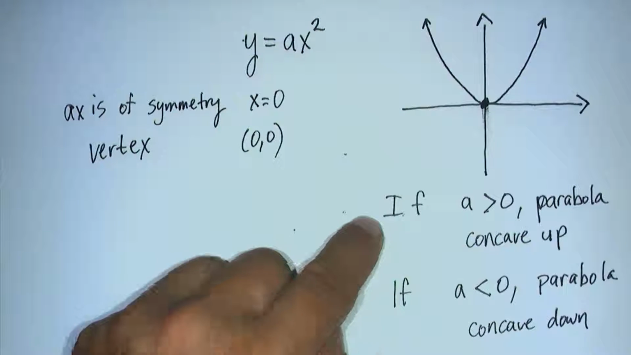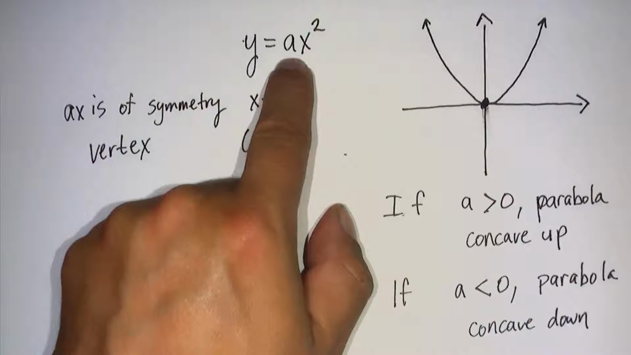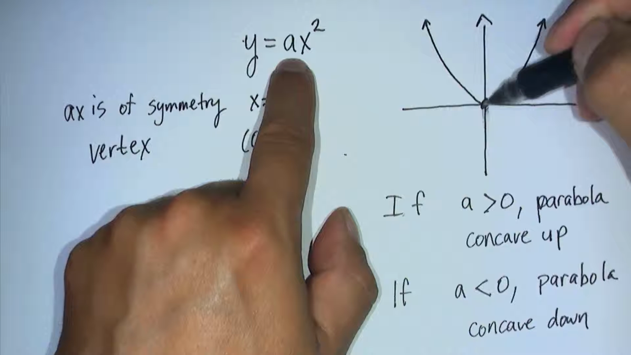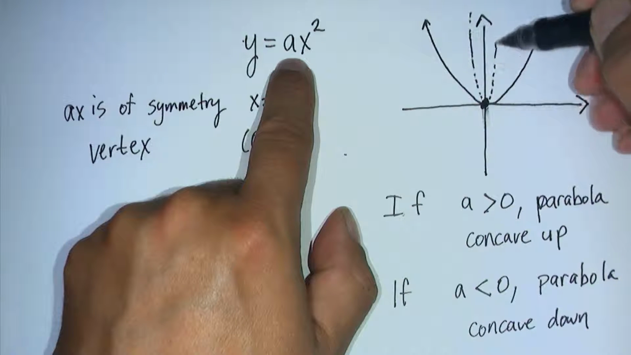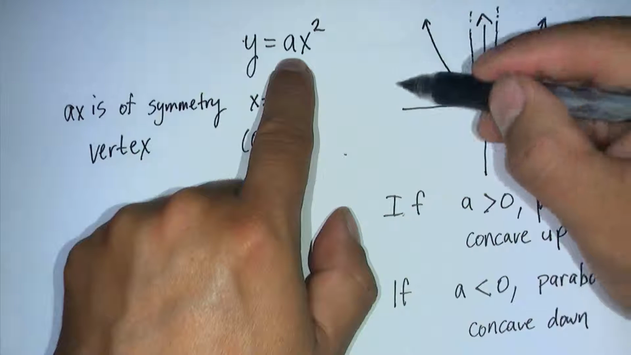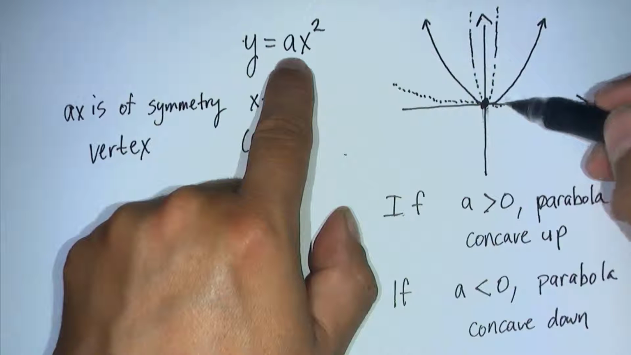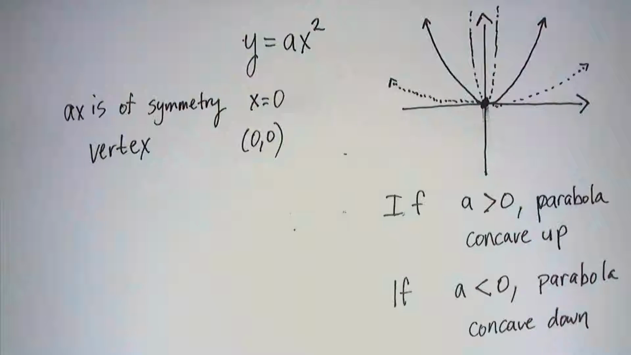Now, a also controls the stretching of the parabola. So if a is very big, it's going to go up very rapidly. So this would be an example of a very large a. And if a is very small, let's say a is a fraction like 1/2 or 1/3 or 1/6, it's going to be very wide. So the smaller a is in size, not in sign, in size, the flatter it's going to be.